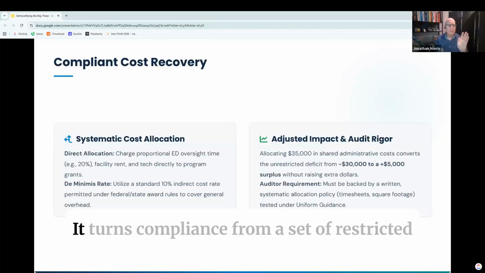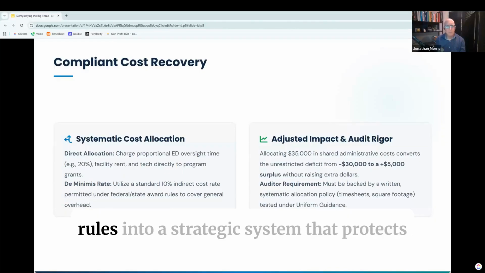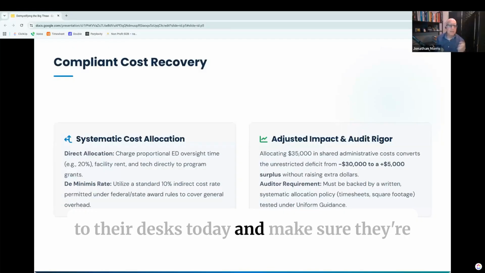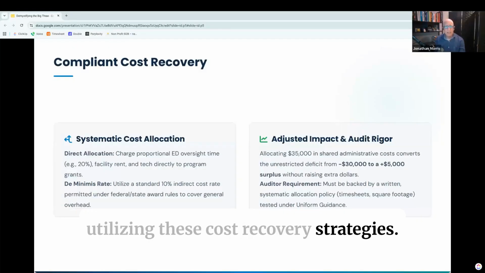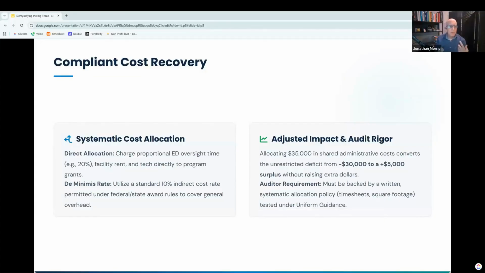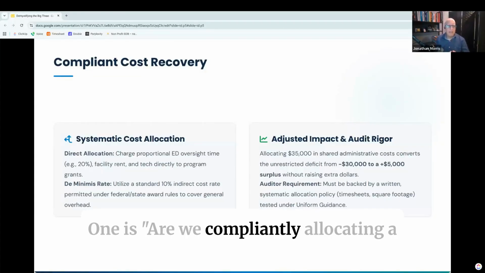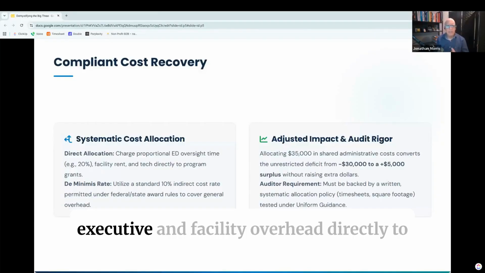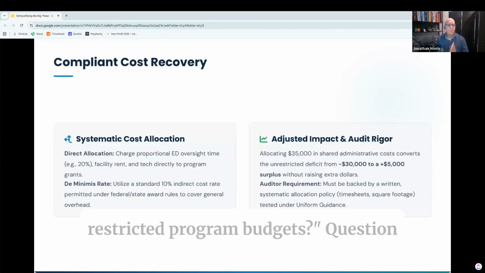I love that, Rachel. It turns compliance from a set of restrictive rules into a strategic system that protects the organization. For leaders tuning in who want to go back to their desks today and make sure they're utilizing these cost recovery strategies, here are 3 questions you can ask your bookkeeper or your finance team. One is, are we compliantly allocating a proportional percentage of administrative, executive, and facility overhead directly to restricted program budgets?